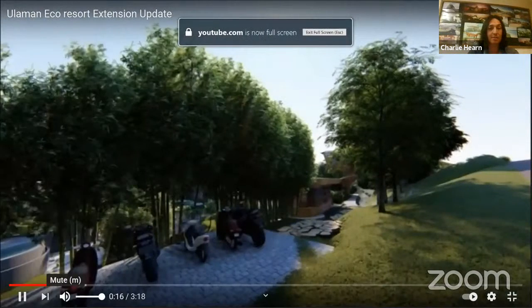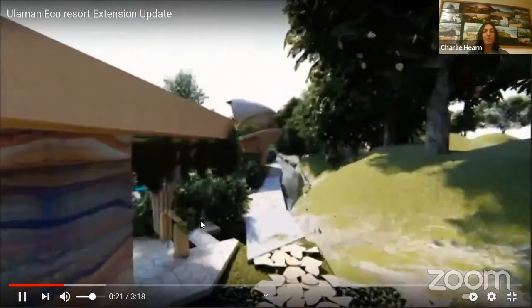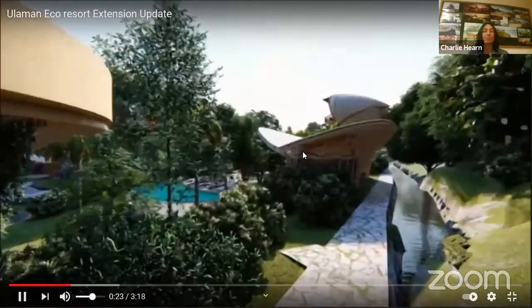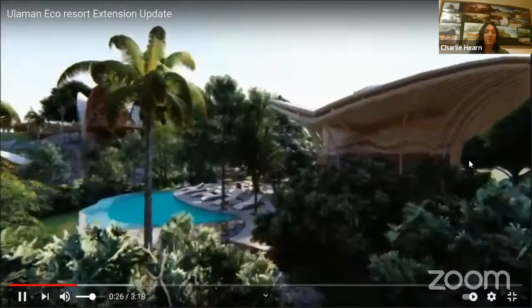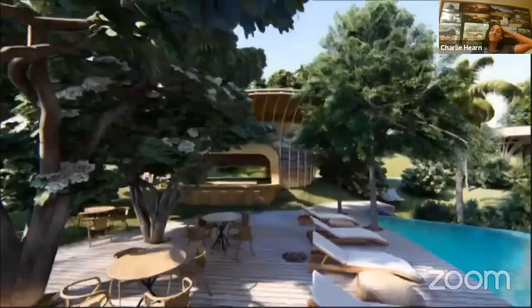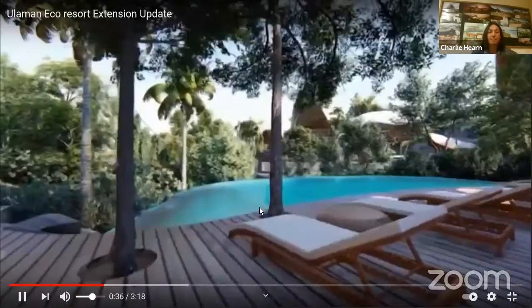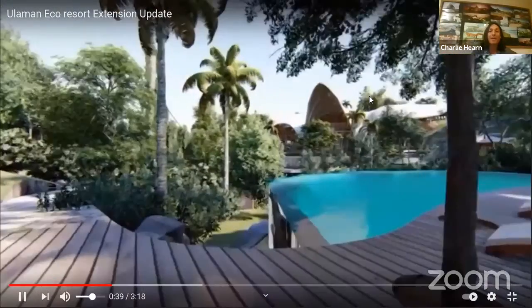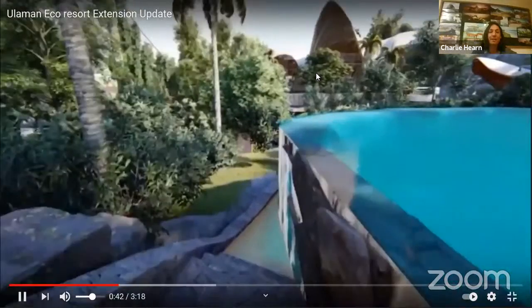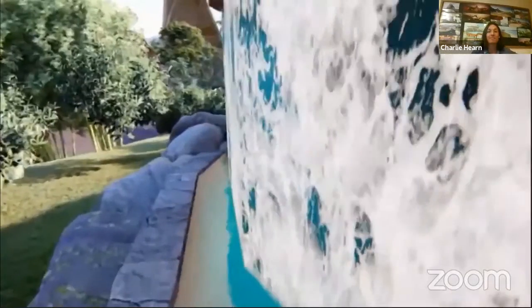Sorry. So this is the extension of the resort. This is part 2. Again, we're using rammed earth with the bamboo structures. Here you can see aspects of the Subak. We're building a new pool with a bar area. What you see in the background is what is existing already. But again, we're creating an experience of nature, waterfalls. Like this waterfall tunnel.